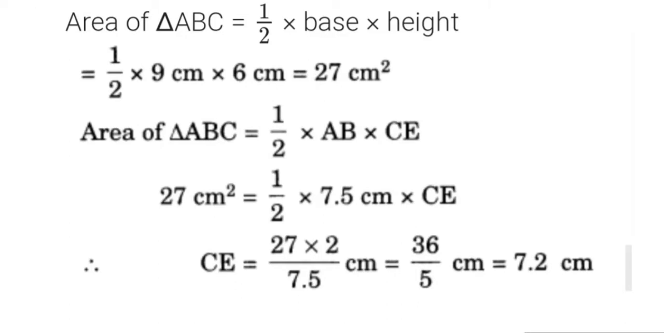Now again we will use the formula area of triangle ABC, but here the base we will take AB and the height we will take CE. So the area of triangle is 27 centimeter square is equal to 1/2 into AB value 7.5 centimeter and CE value is not given. This we have to find. So CE is equal to 27 into 2 upon 7.5. Let's simplify. Answer is 7.2 centimeter.